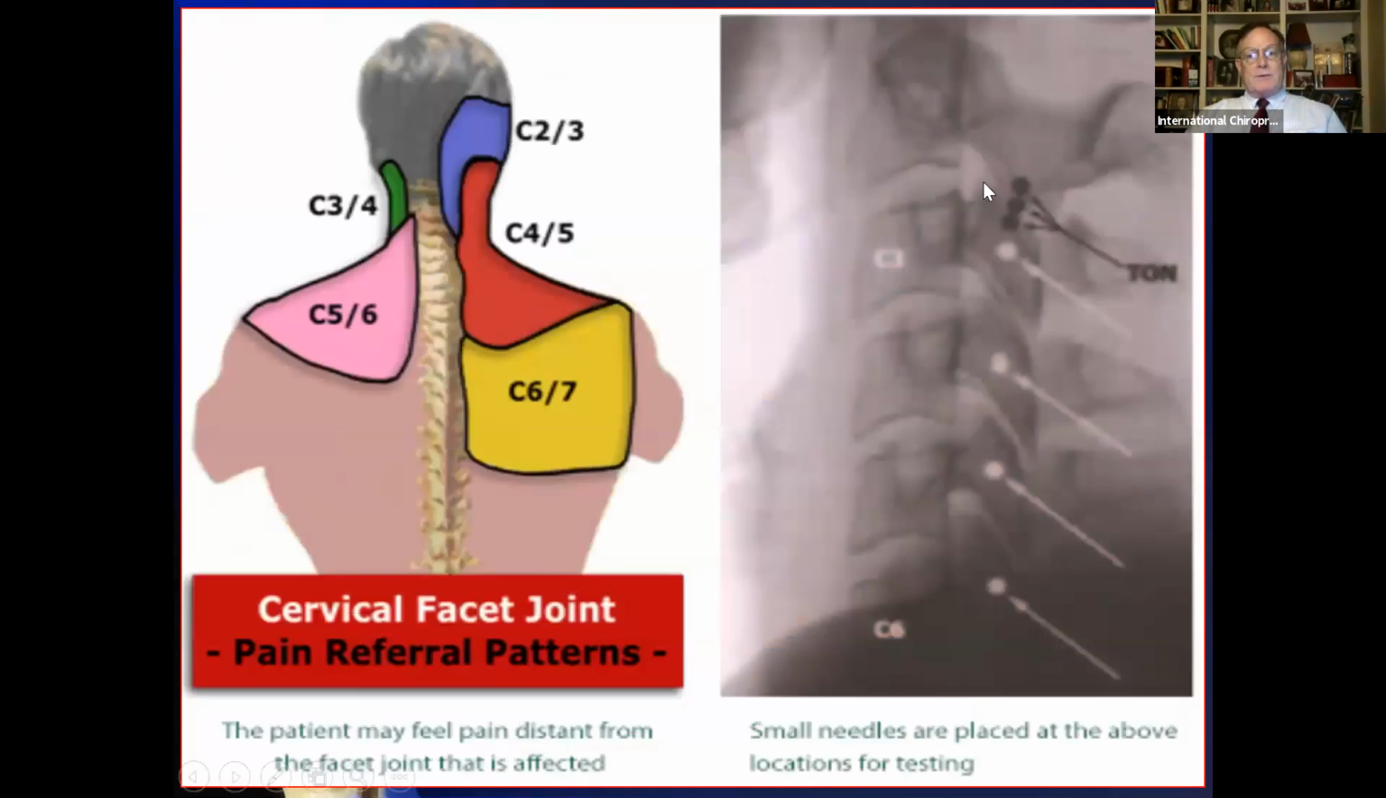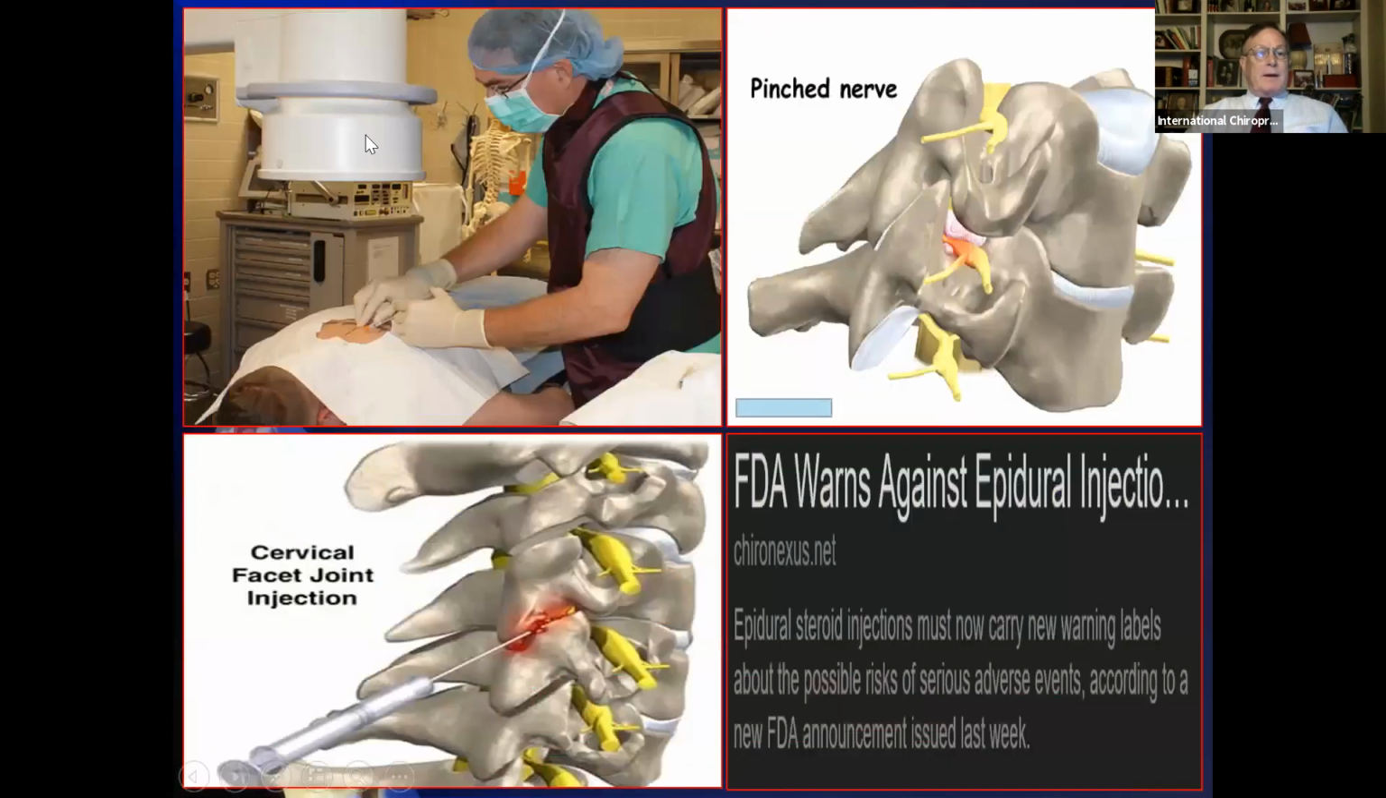Again, here's the injection sites if you want to do facet injections. Usually these are done fluoroscopically under x-ray guidance here. We put a needle in here. You can put it in a facet joint if you want. I've had just as much luck not sticking a needle in a hot joint.